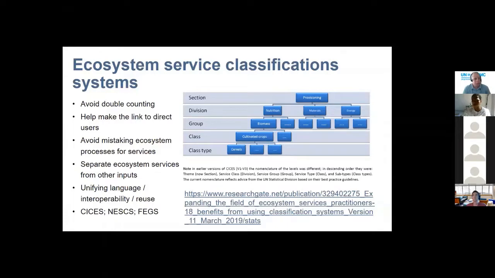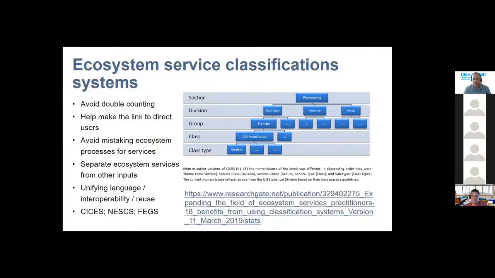On step 3, one of the things that might be helpful is using some kind of formal ecosystem service classification system. The idea here is it will help avoid double counting. It will help deal with some of the confusion around mistaking ecosystem processes for services, the linkages to direct users, and help you separate ecosystem service inputs from other inputs. And it also provides a unifying language, so your assessment can be reused either for benefits transfer or in other contexts, such as aggregating over areas.